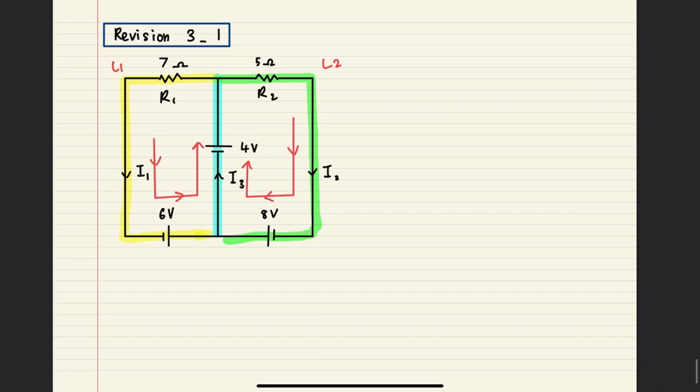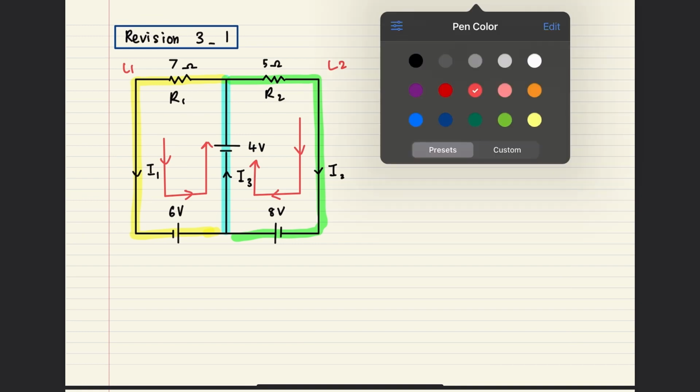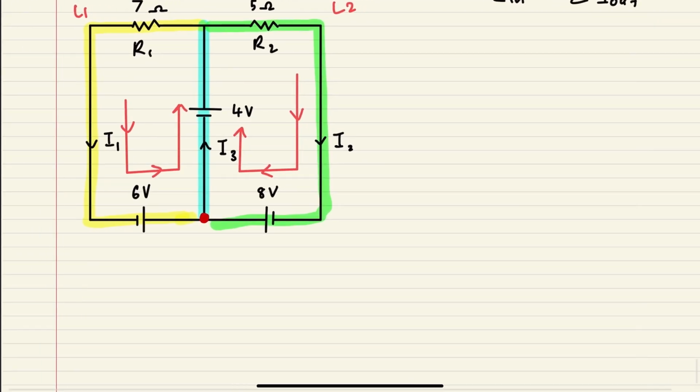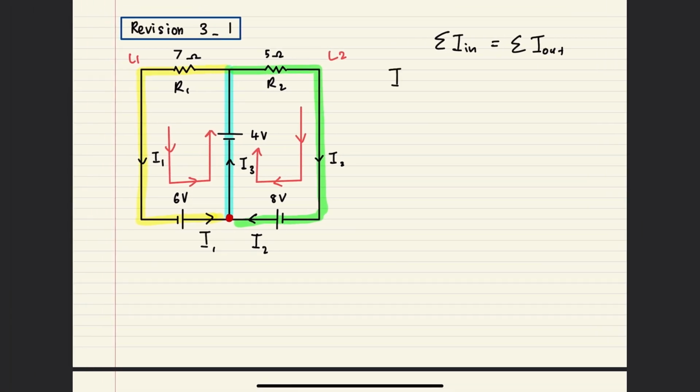Okay, so after that, you can apply the first rule, the junction rule, where I in equals I out. You have to select one of the junctions first. So I'm going to choose this junction. Current going in, you can see that this is I2, still in the green line, and this is I1. So I1 and I2 are going in and I3 is going out. I1 plus I2 equals I3. Okay, this is the first rule that you apply, so this will be my first equation.